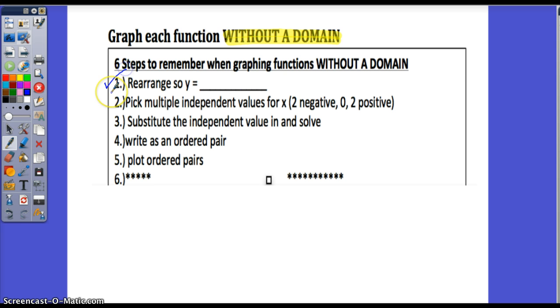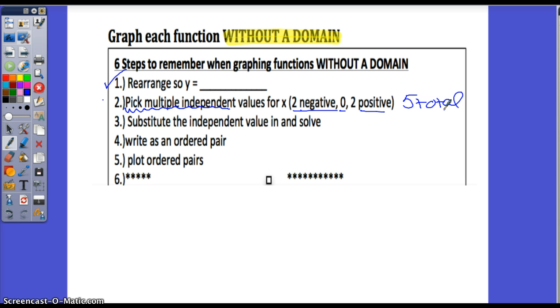Again, remember, rearrange so y equals something. This time, you're going to pick multiple independent values for x. I usually pick 2 negative, 0, and 2 positive. Please have that many. So you need 5 total. Then substitute in the independent values, write as an ordered pair.